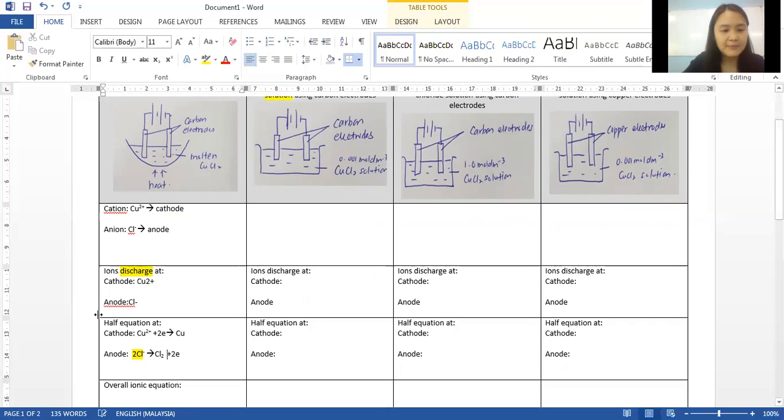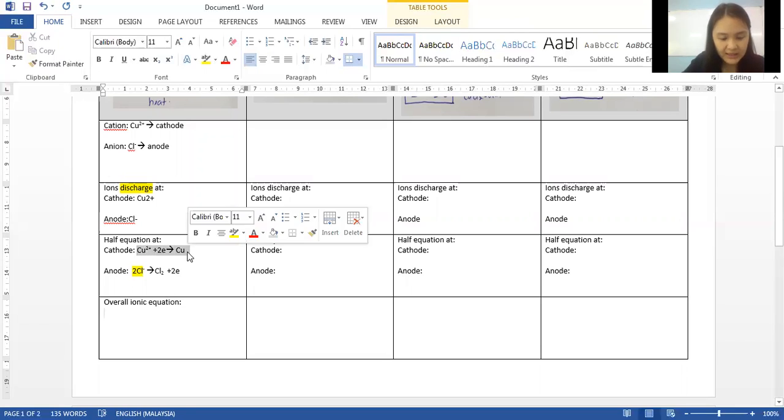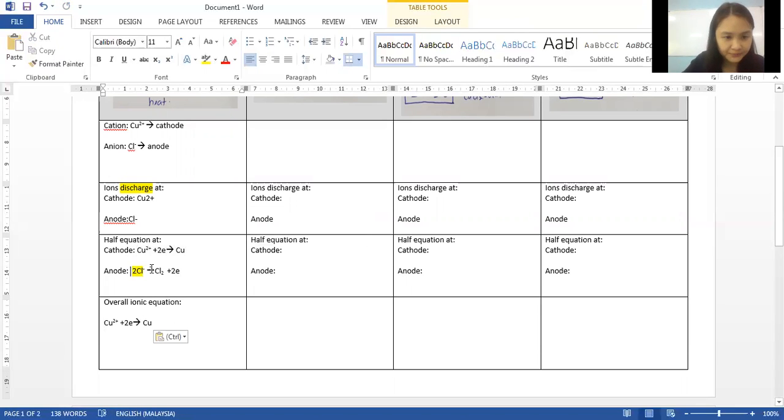Okay, so with that, I'm done with the half equations at anode and also cathode. Now moving on, most of the time, once you are done with half equations, the question will ask you to build an overall ionic equation. So normally the overall ionic equation is the equation that combines the half equations at cathode and anode. So to do that, normally I will rewrite both half equations. Let me just copy and see. So I will rewrite my half equations. And in order to build the overall equation, I need to combine these two equations.